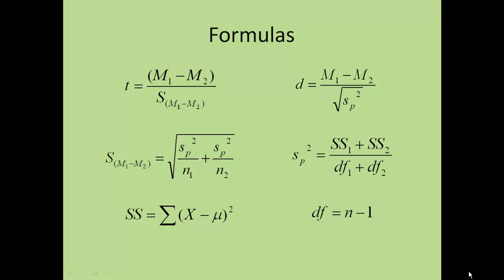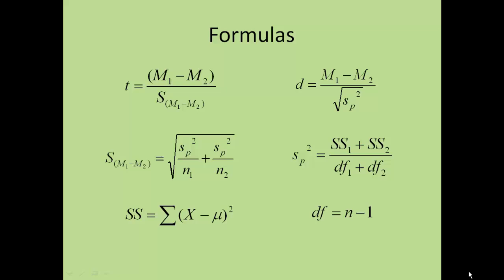So when we're looking to calculate our t, you can see that in the top left-hand corner is the formula for the t-test. And for the t-test you need to know the means and you need to know the standard error of the mean. And then we have a formula for the standard error of the mean. And to calculate the standard error of the mean, you need to know the pooled variance and the number of data points you have in your sample.